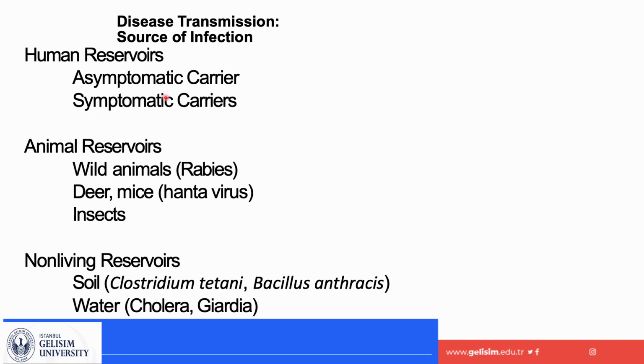So the source of an infection can be a human reservoir. Remember, we have asymptomatic or symptomatic carriers, as well as animal reservoirs. Animal reservoirs could be wild animals, they can even be insects, or they could be non-living reservoirs. With non-living reservoirs, we're talking about soil, water, and food that are harboring and transmitting infectious agents.